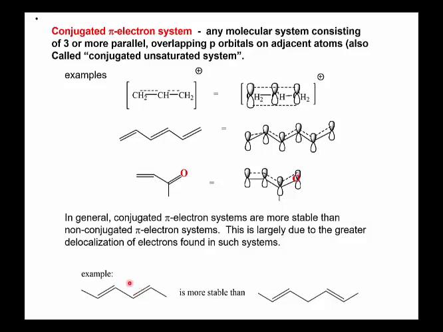That spreading out over the p orbitals is a delocalization effect, and the more delocalized the pi electrons, the more stable. This conjugated diene is more stable than this non-conjugated diene. In the non-conjugated diene, the 4 pi electrons are localized in the double bond areas here and here.